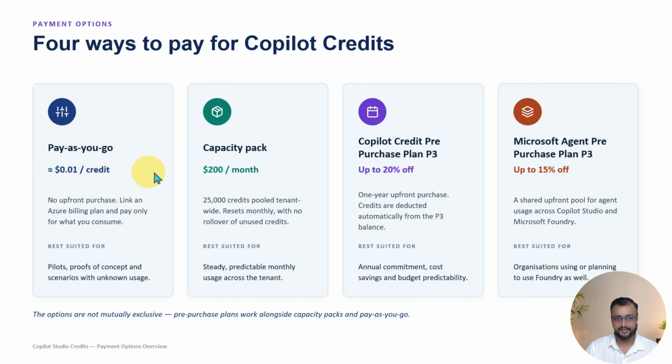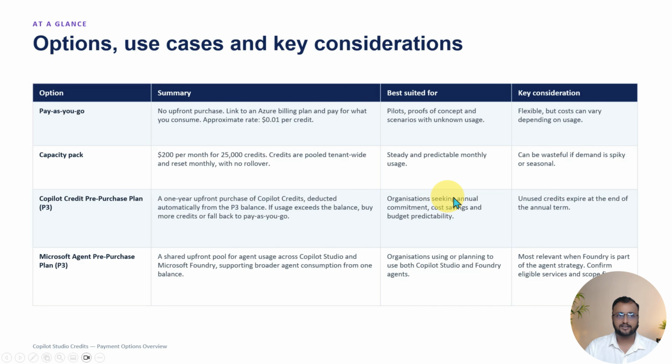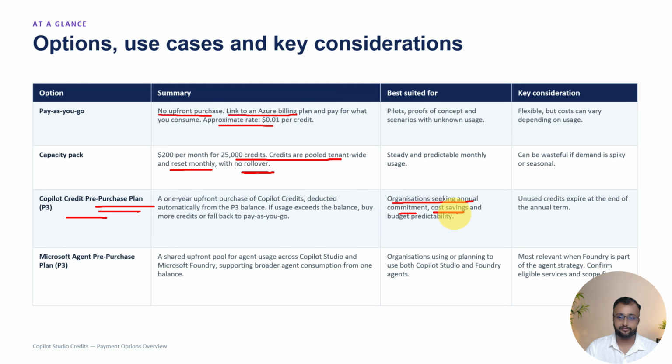Now this is the high level summary about the costing that you can see on my screen. The question is when to choose what kind of license, and this is a full summary table for that. As I said, there is no upfront purchase. So if you are in the POC phase and exploring, this is the go-to plan for you. Then this plan is tenant wide and monthly. So if you have steady and predictable monthly usage, maybe you can go with this particular plan. This Copilot Credit Pre-Purchase Plan is for when you are seeking an annual commitment, cost saving and budget predictability.